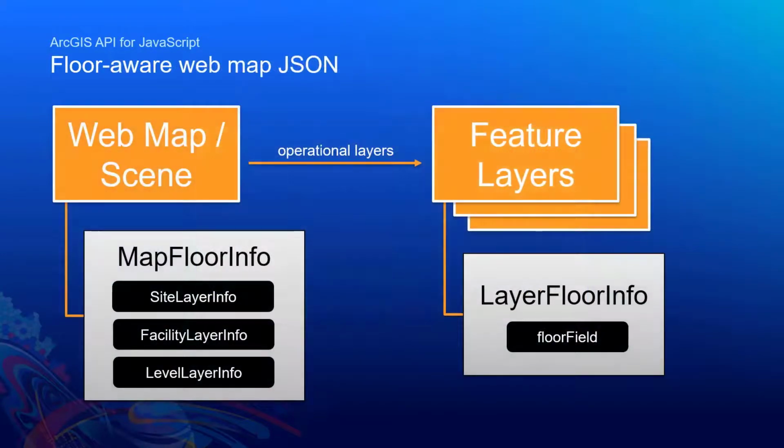If we were to examine the web map's JSON, we would find that the web map has a map floor info object with properties defining which layers in the map contain the sites, facilities, and level features from the Indoors information model, and the hosted feature layers each have a layer floor info object that indicates which field in that layer contains the level ID values. The floor filter widget is automatically configured to locate and use this data. We just need to add the floor filter to our view and we're done.